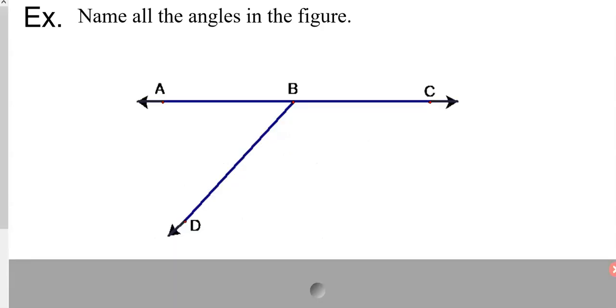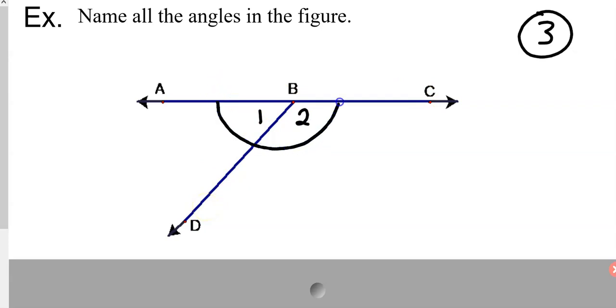Now we have a lot of angles. So my first question here is, how many angles are there actually? And I'm hoping that you say 3. We have this angle, I'm going to put a number here. We have this angle over to the left, angle ABD. We have the angle over on the right, angle CBD. But then we also have the larger angle, which is the straight angle, angle ABC.